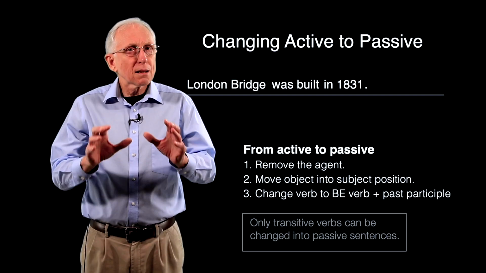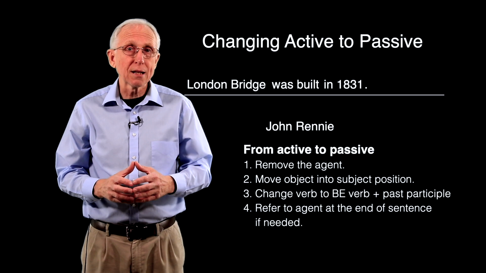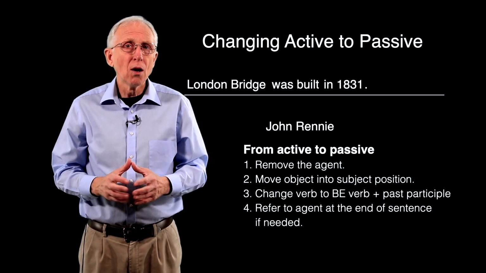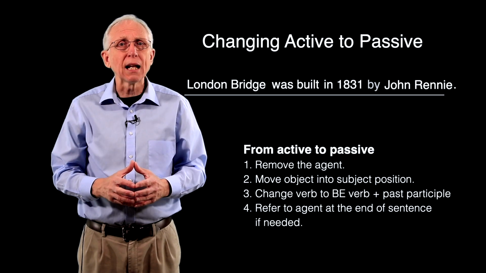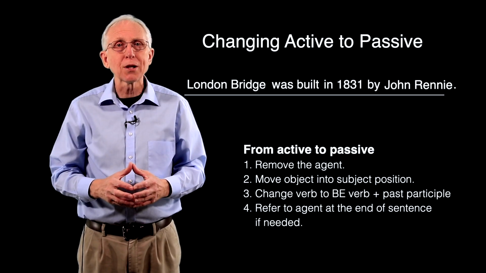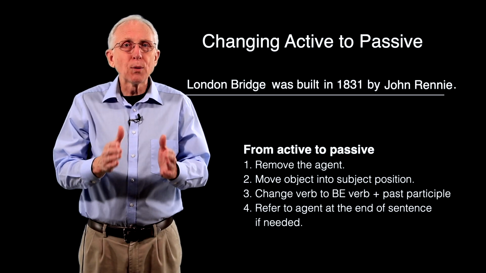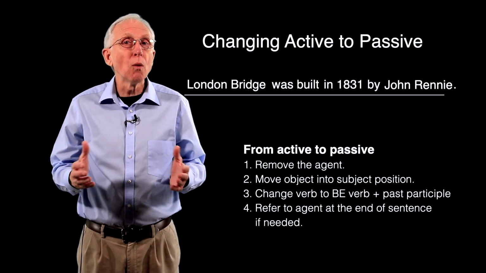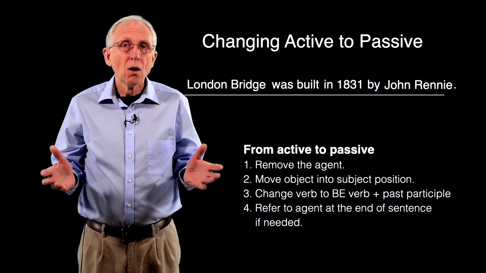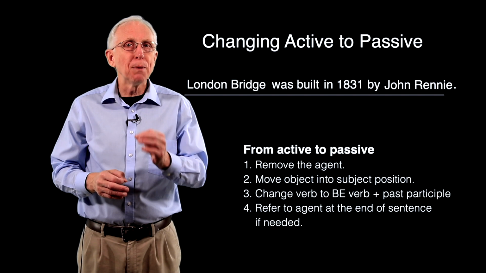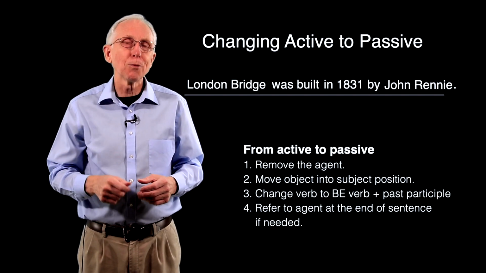Now let's come back and talk about the subject or the agent. In a passive sentence, the agent can be left off, or it can be written at the end of the sentence if needed for clarification. So in this case, we can say, London Bridge was built in 1831. No agent. Or we can say, London Bridge was built in 1831 by an engineer named John Rainey.